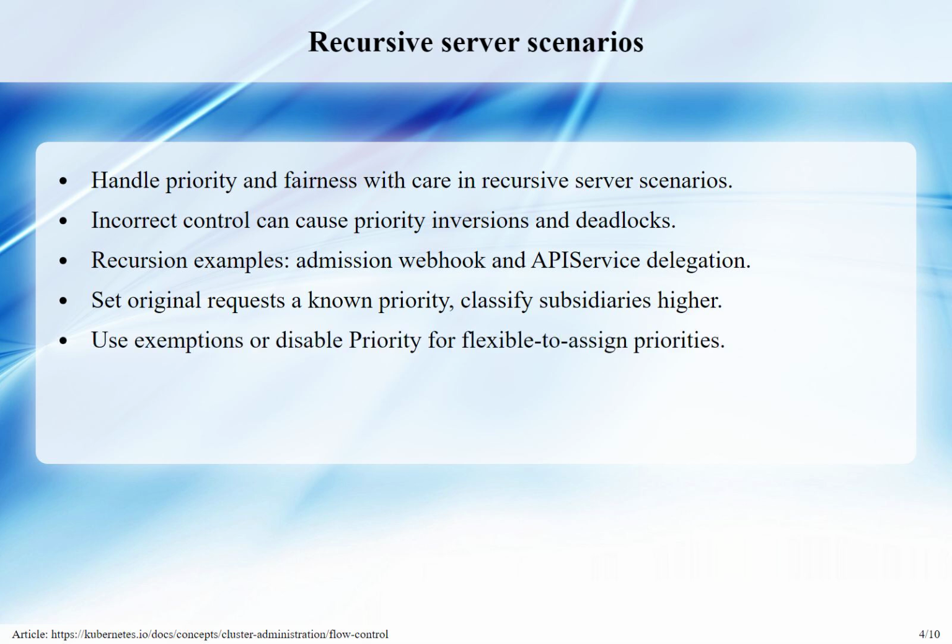If the original request can have any priority, it may be necessary to exempt controlled requests from limitation or disable priority and fairness on server B altogether. For non-Kubernetes servers, disable it in the code.